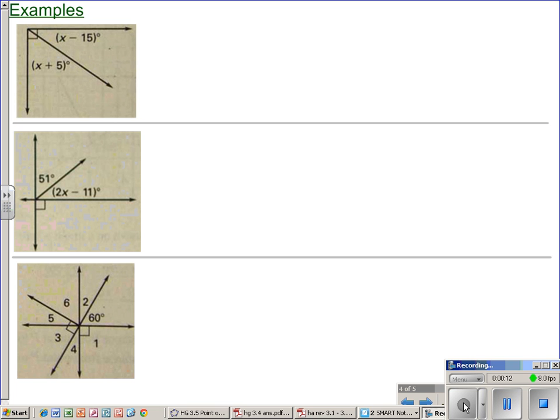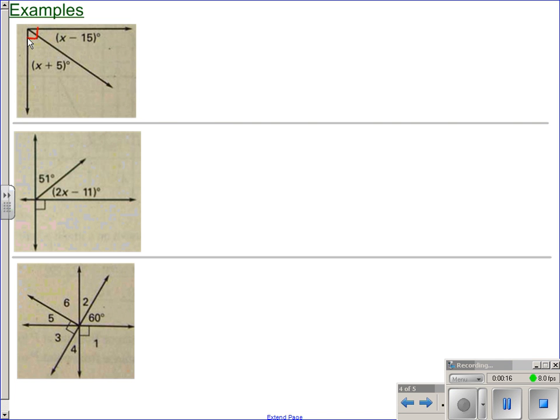Looking at this top picture, you have two lines that are perpendicular to each other. You also have two angles that are adjacent to each other. If two angles are adjacent and the sides of those angles form a right angle, these two angles are going to be complementary to each other. It's one of the theorems that you copied down from the first video.